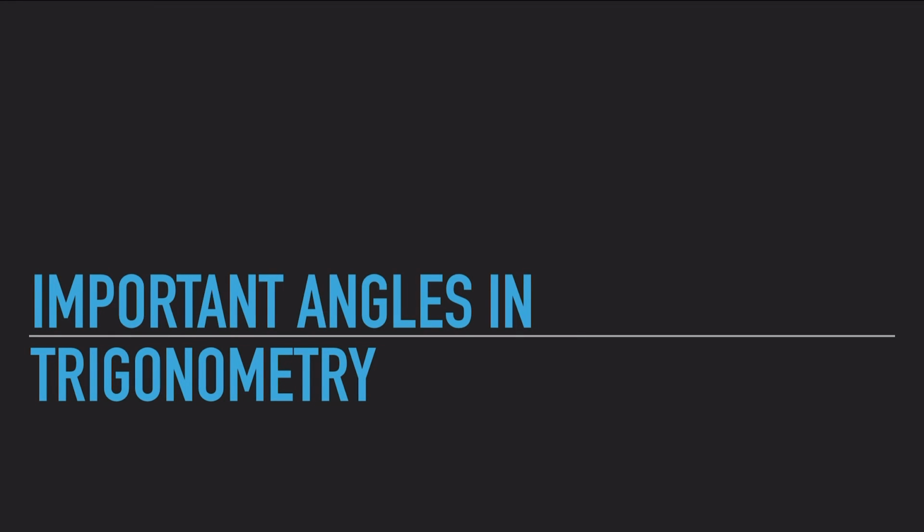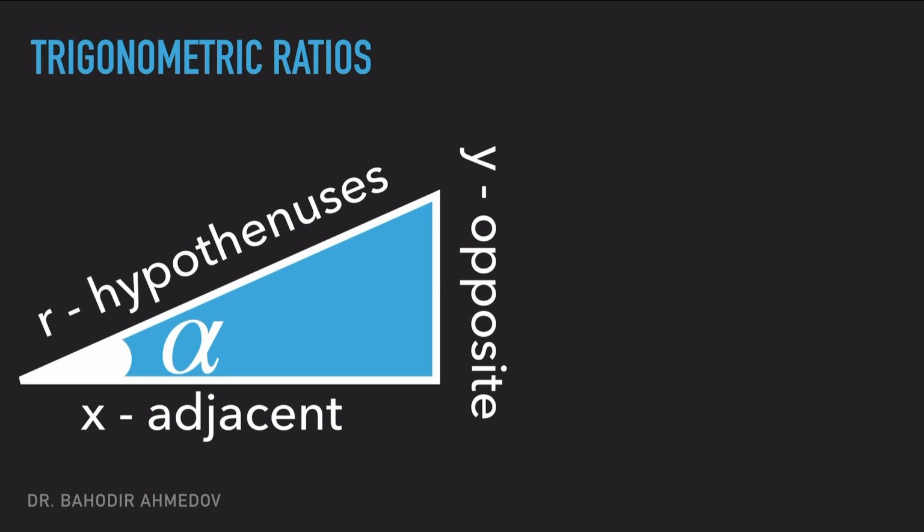In this video lecture, we are going to discuss the values of trigonometric functions for some important angles. We first of all need to define what a trigonometric ratio is. In order to do this, we need to define the triangle with the right angle.